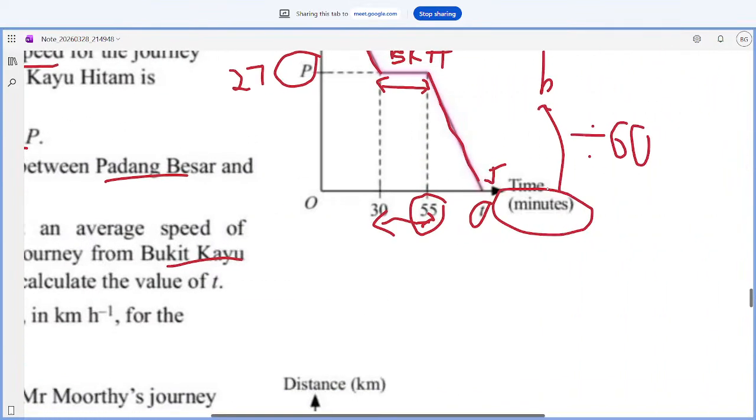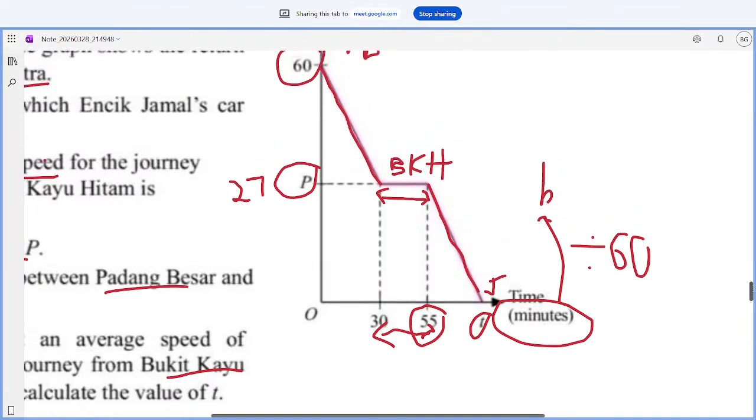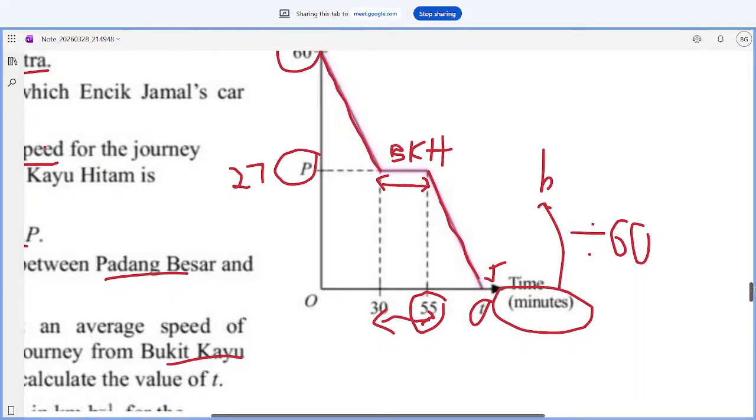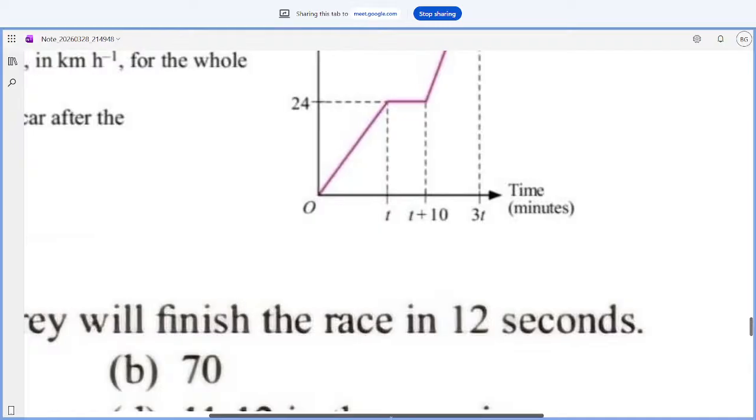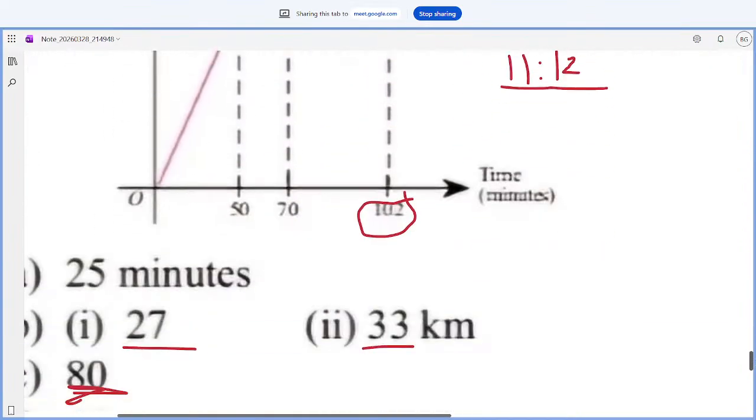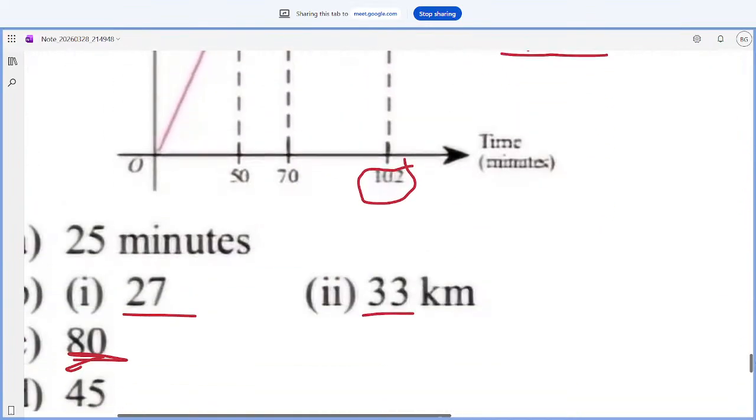So you guys must take 80 bahagi 60. And then 60 bahagi jawapan. Okay, 60 divide 80 over 60. Okay, so then you will get the answer. The answer is 45. Okay, 45.